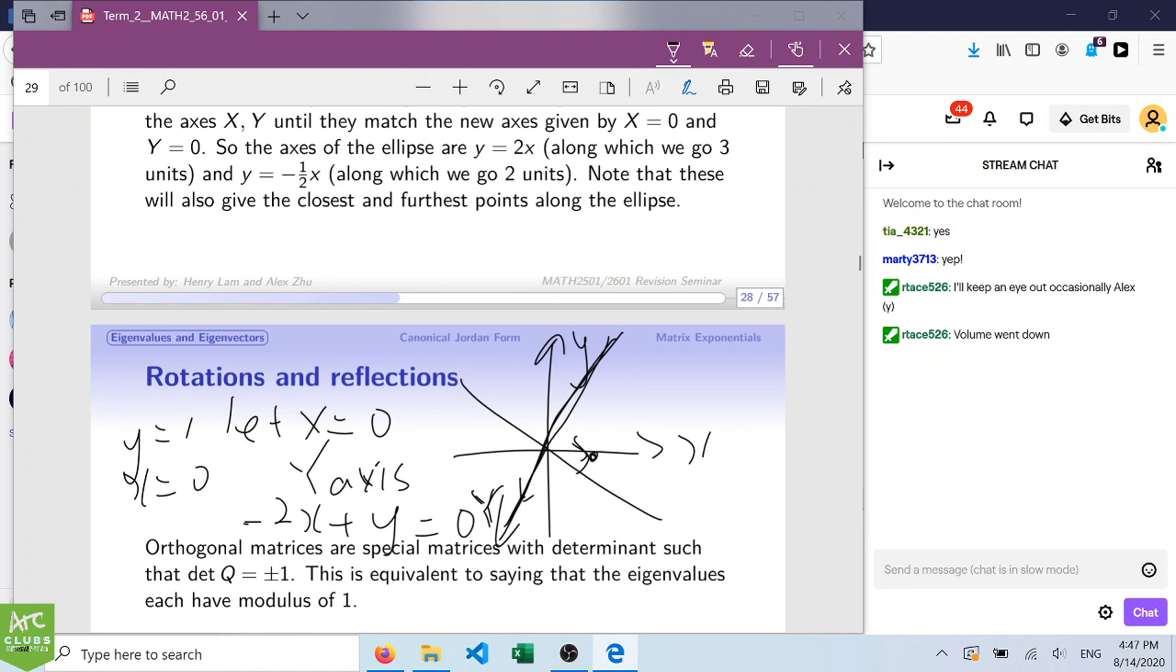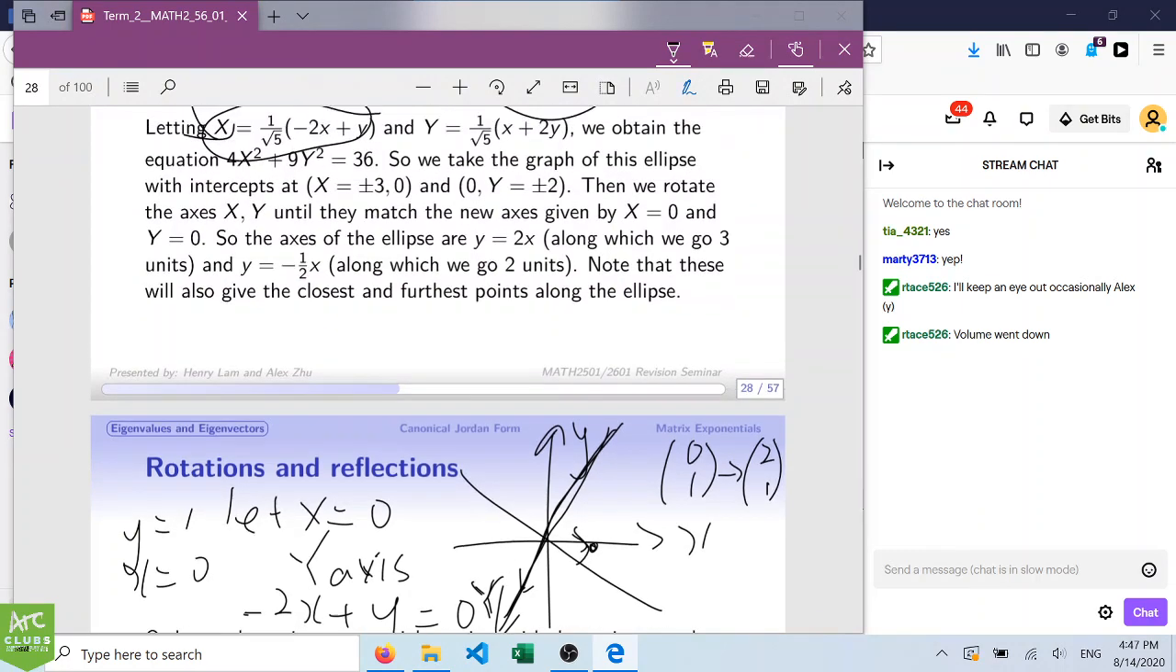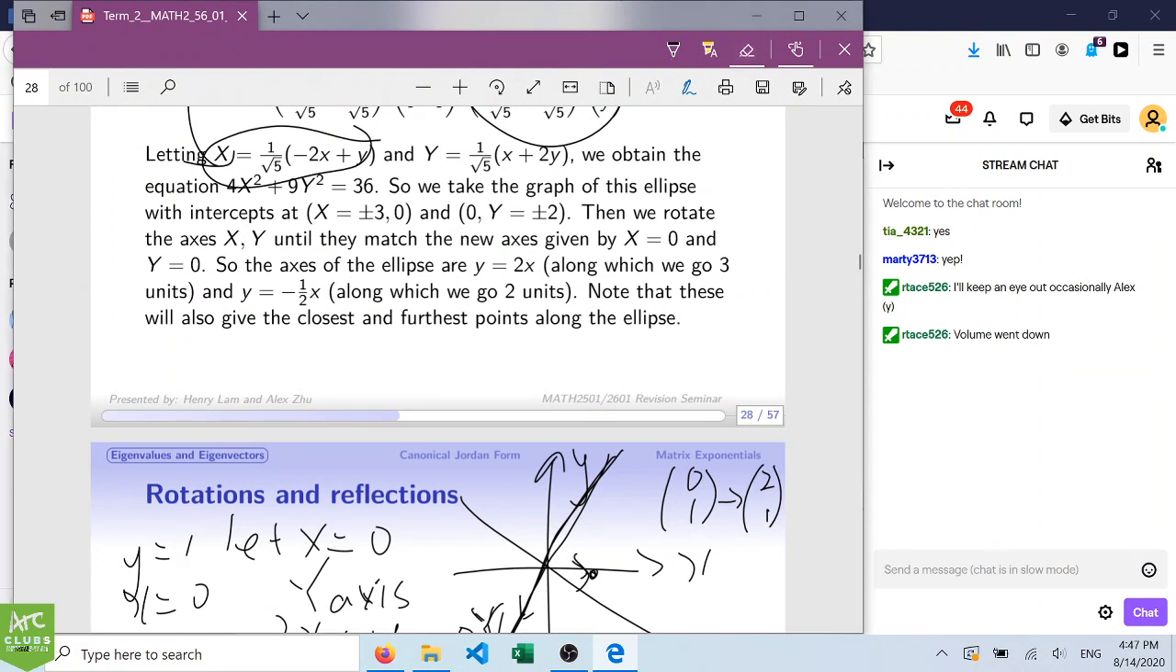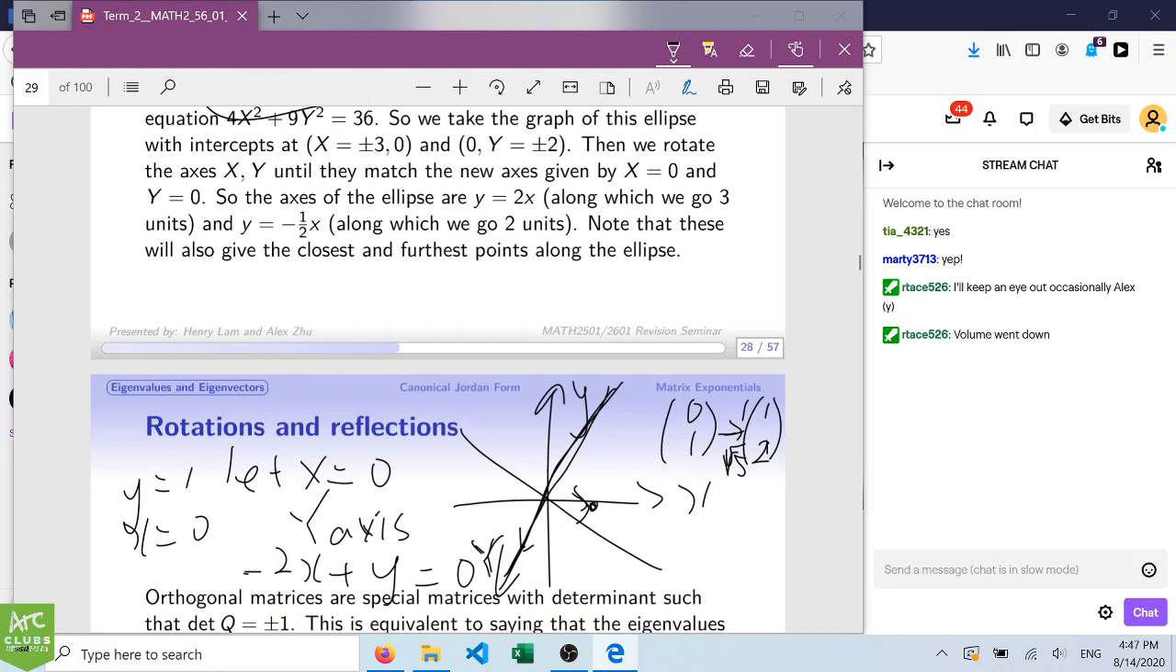So pretty much we can determine that (0, 1) becomes (1, 2), with a root 5 kind of chucking around here, 1 on root 5 here. So pretty much this is the direction for capital Y, because you're essentially having just the positive direction aiming at (1, 2).